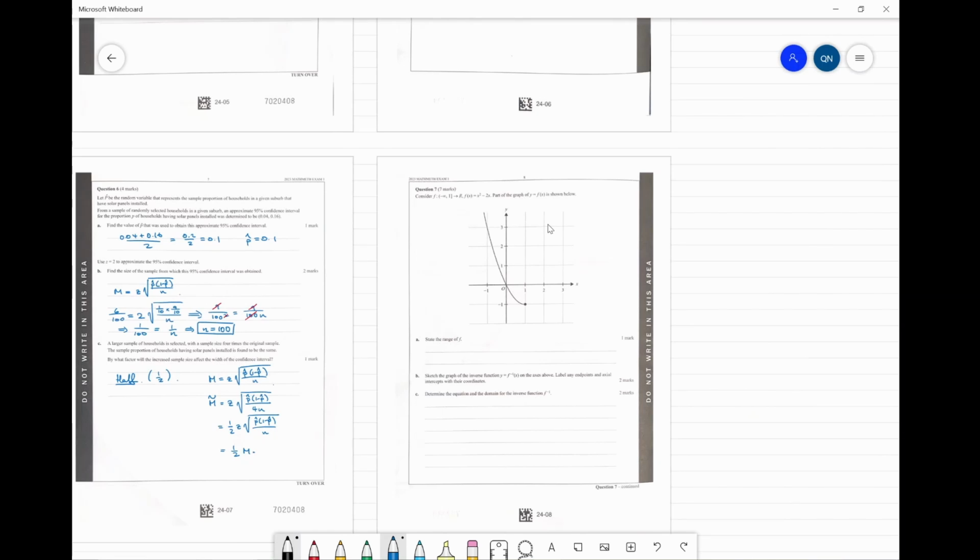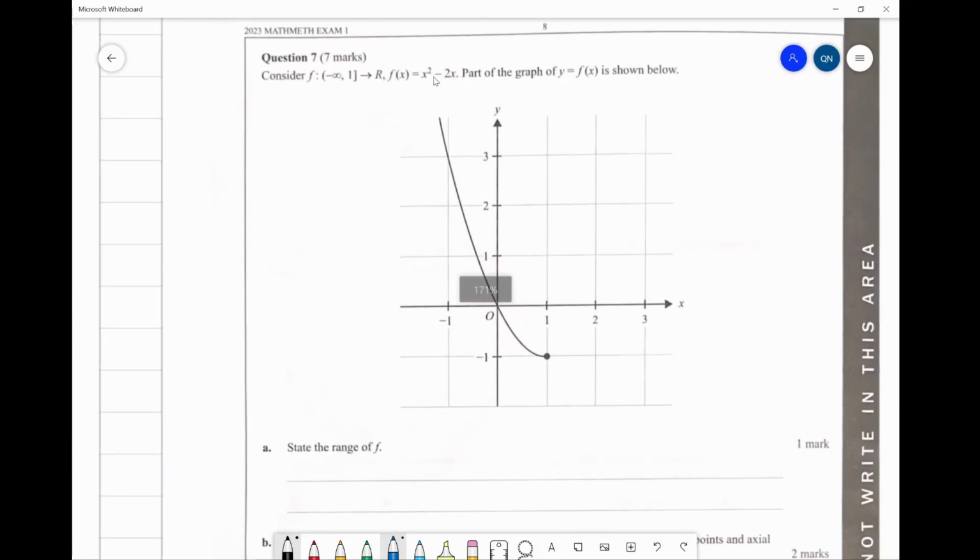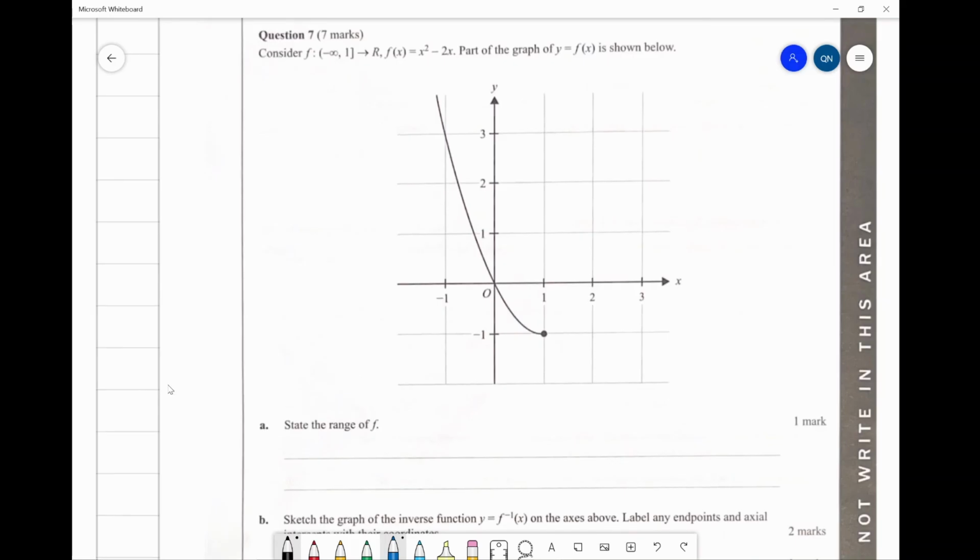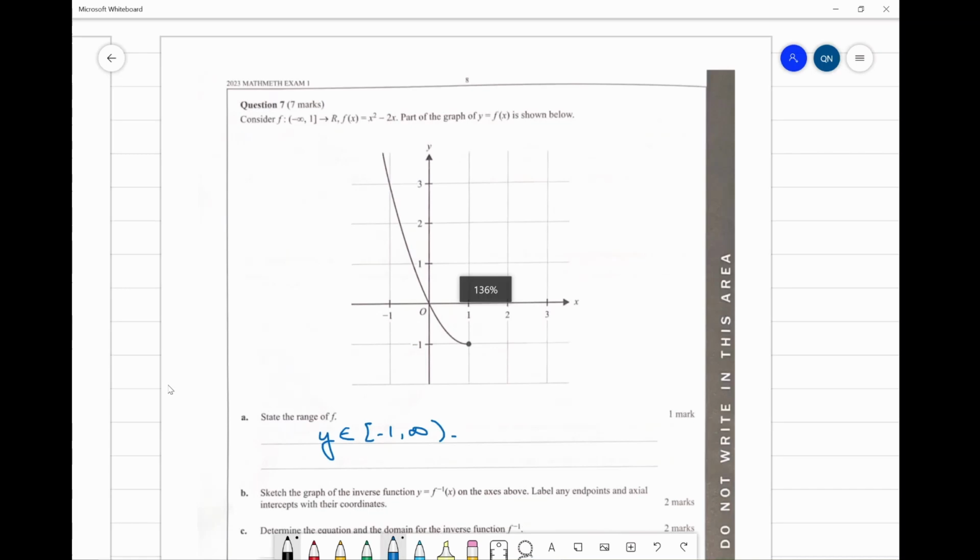Okay, question 7. So down to the business end of the exam now. We have a function which is a quadratic, defined on the interval negative infinity to 1. State the range of f. Well, that's very simple. Look at the graph and we see y is on the interval -1 to infinity. I got that completely wrong. It's -1 to infinity, not 1 to infinity, because our function starts down at -infinity, so we're just going to shoot up forever. So that's the range, nice and simple.